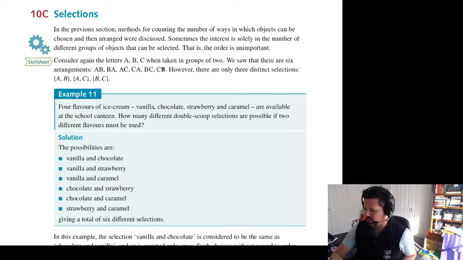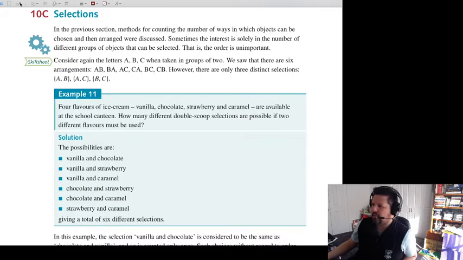So if we think about an ice cream with 2 scoops, it doesn't really matter whether you get the first flavor on the bottom or on the top, you're still getting those 2 flavors. So let's have a look here at the possibilities. You could have the vanilla with the chocolate. They've listed that there. You could have the vanilla and the strawberry. You could have the vanilla and the caramel. That's been listed there. Perfect.